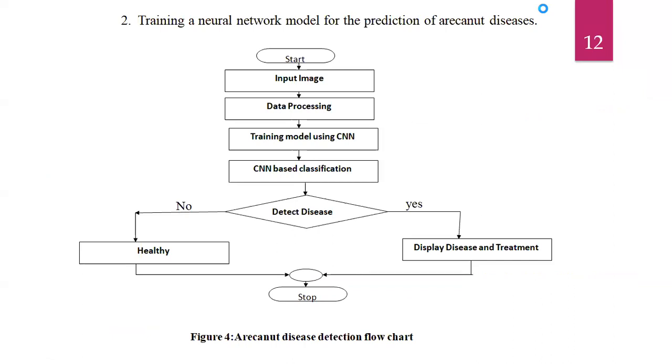Then we have to train the neural network model for the prediction of Arecanut diseases. After getting the dataset, we have to pre-process all the data. Pre-processing includes image resizing, image reshaping, and converting the image to an array. The computer is not able to recognize the image directly, so we are using Numerical Python. NumPy can convert the image into an array. Each pixel value in the images ranges from 0 to 256. The pre-processing is done before training the neural network model.